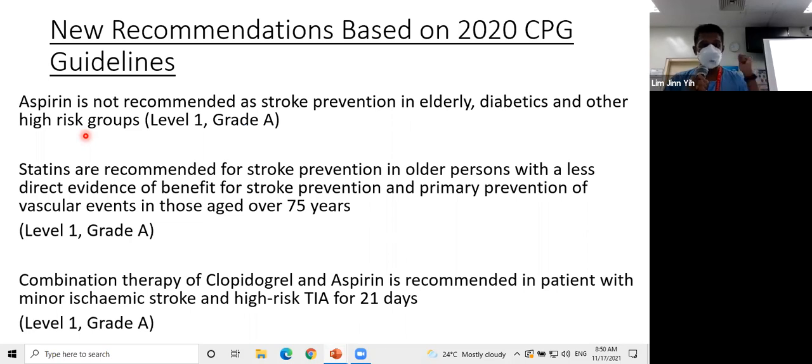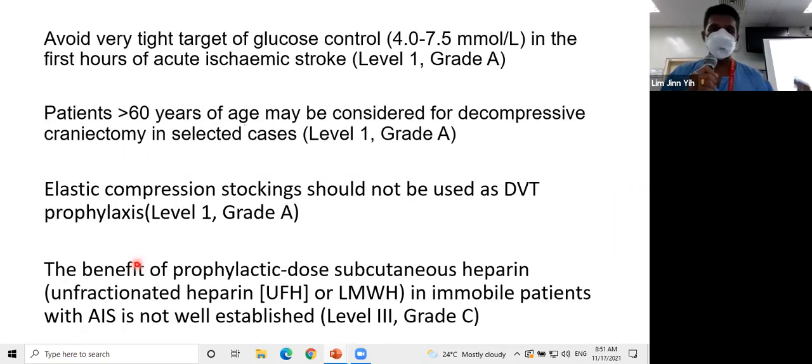Secondly, they recommend use of statins as stroke prevention in older persons, with less direct evidence of benefit, and also for primary prevention of vascular events in those aged 75 and above. And thirdly, we commonly see patients on aspirin, but now they suggest combining both clopidogrel and aspirin in patients with minor ischemic stroke or high-risk TIA for 21 days. What are the other things?